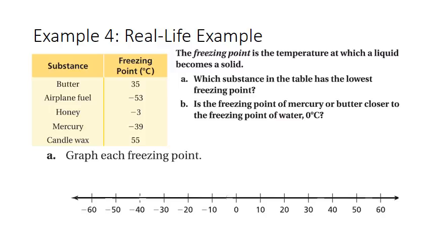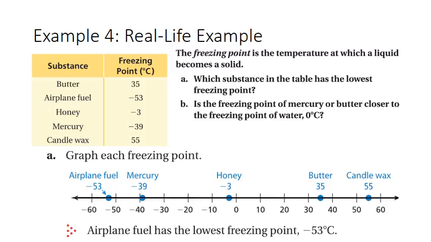So as we put butter onto our number line down here, we can see, okay, butter has a freezing point of 35 degrees Celsius. Airplane fuel has a -53. Honey has a -3. Mercury has a -39. Candle wax has a 55. So just by putting these onto our number line, we can figure out which one has the lowest freezing point, because we just go to the left, because the farther to the left we go, the lower the temperature is. So we can see that airplane fuel has the lowest freezing point.